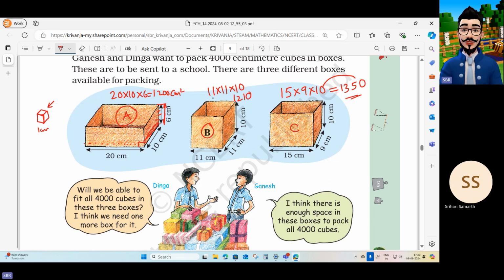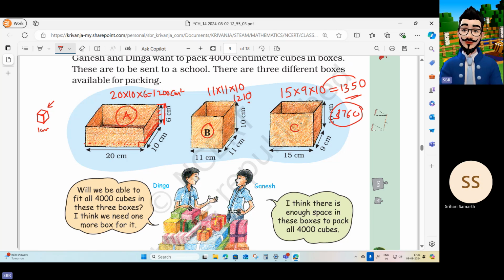So 1200 plus 1210 is 2410, right? Another 1000 is 3410. And then 50 is 3460. And another 300 is 3760. Okay. No. We'll be short.